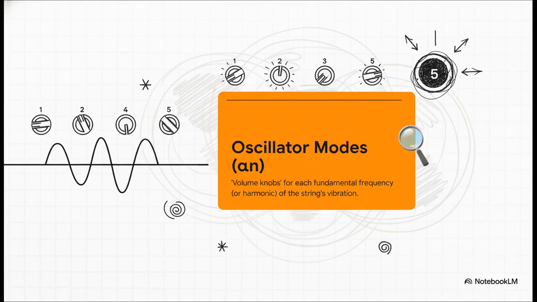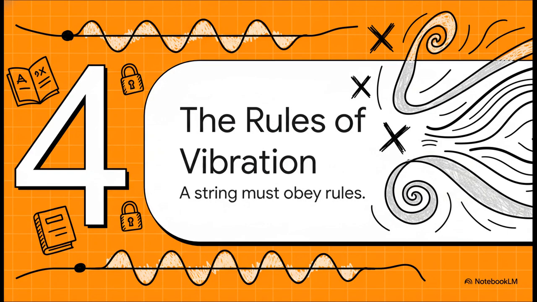You just crank up the alpha 5 knob. By choosing which knobs to turn and how much you turn them, you compose a totally unique vibration, which means you create a unique particle. Okay, so we've got a recipe that can describe any mathematical vibration you can dream of.